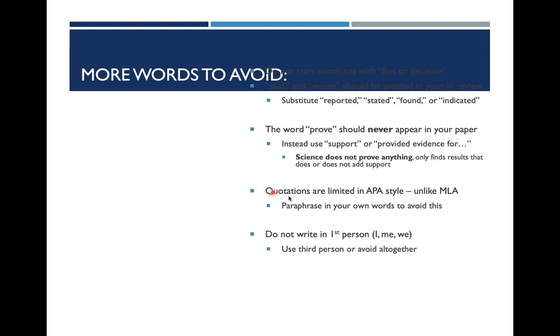We don't want to use quotations. I would say you should try to use 0 quotations. We want to paraphrase. And we do not write in the first person. No I, me, or we. Use third person, singular or plural as appropriate, or just try to avoid writing about yourself in general.